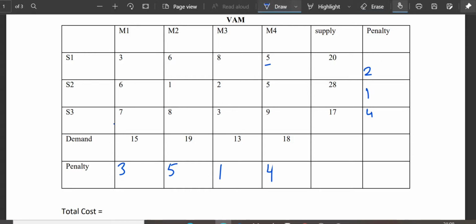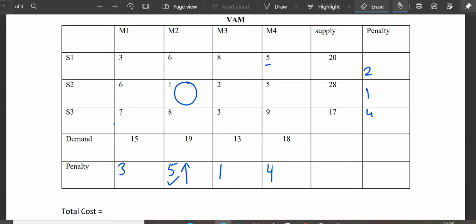Choose the largest penalty altogether. See, the largest penalty among these penalties which we have calculated just now, I have written by blue color, is 5. This is the largest penalty. So I will be moving in the column of M2. Where I should move? When I come to M2, look at the cost elements 6, 1 and 8. Choose the smallest cost element. The smallest cost element is this one. Okay, so my entry will come in this one.